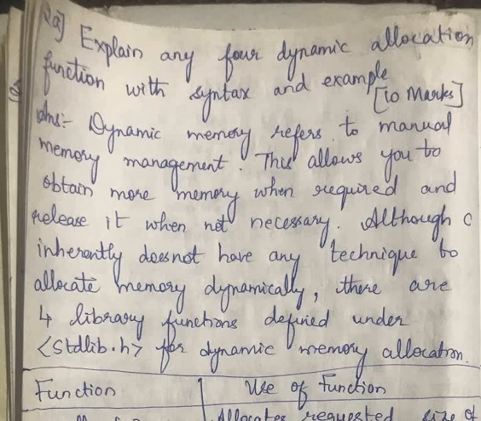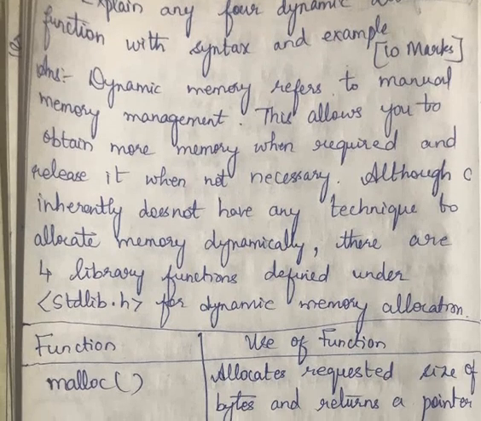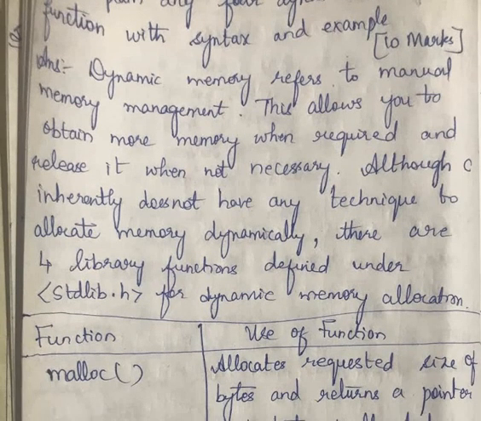2A, explain any 4 dynamic allocation functions with syntax and example. They have asked for 10 marks. Dynamic memory allocation is nothing but we are going to allocate the memory for our data items manually. That we call dynamic memory allocation. And however much memory space is required, that much you will allocate.